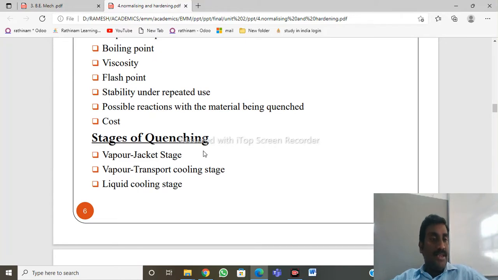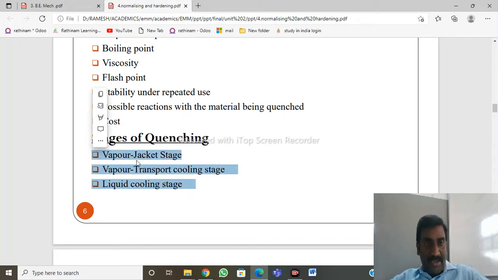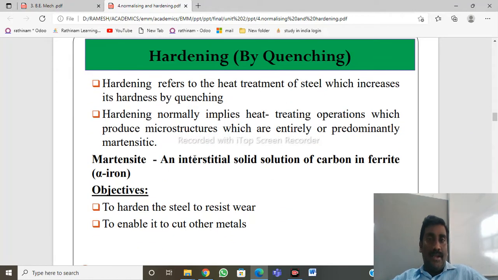Then the stages of quenching: the vapor jacket stage, the vapor transport cooling stage, and the liquid cooling stage. These are the three stages of quenching. Then hardening, how we achieve hardening by using a quenching medium. Hardening refers to the heat treatment of steel which increases its hardness by quenching. By using the cooling rate and quenching methodologies, we can improve the hardness. Hardening normally implies heat treating operations which produce microstructures that are entirely or predominantly martensitic. So, martensite.